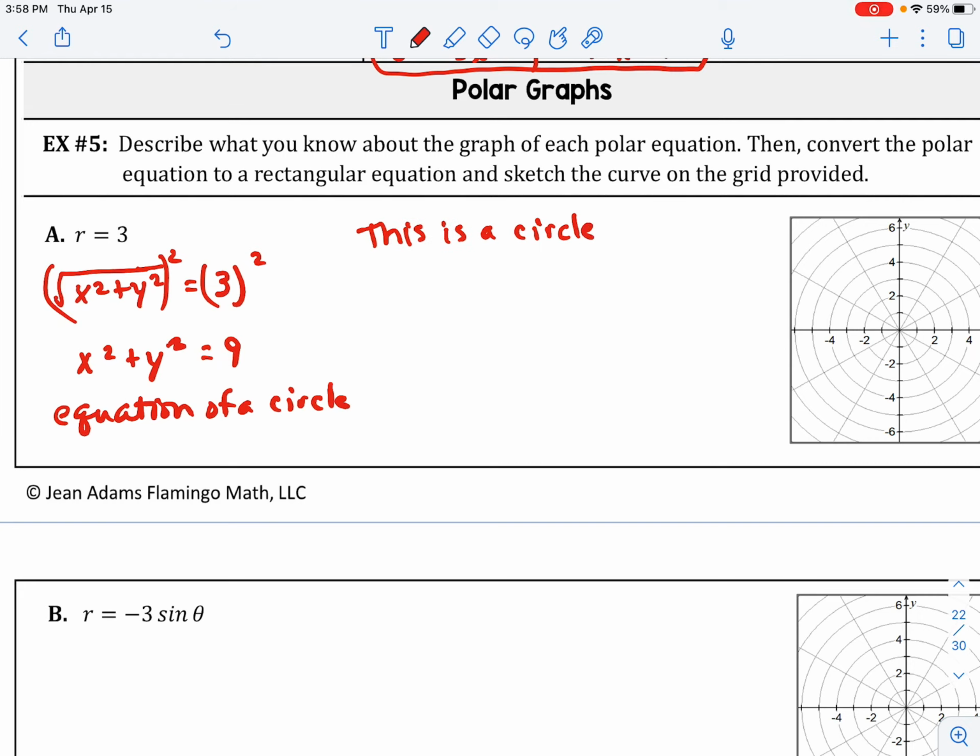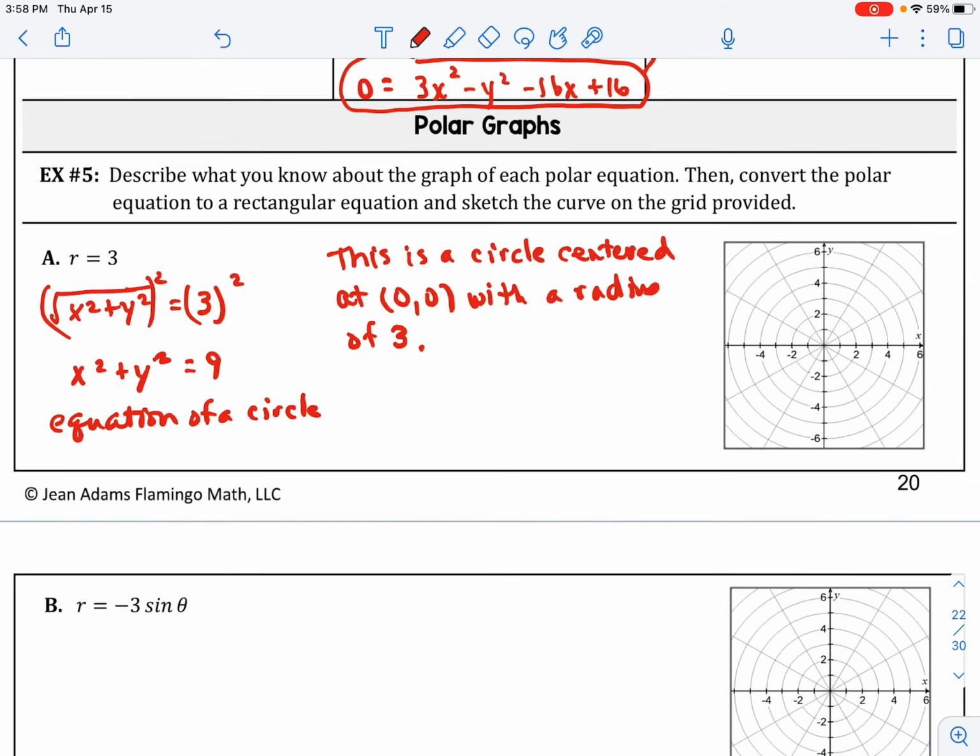So this is a circle centered at 0, 0 with a radius of 3.